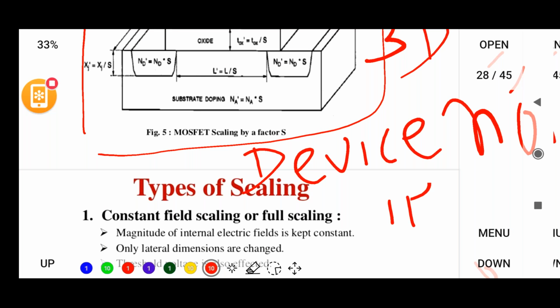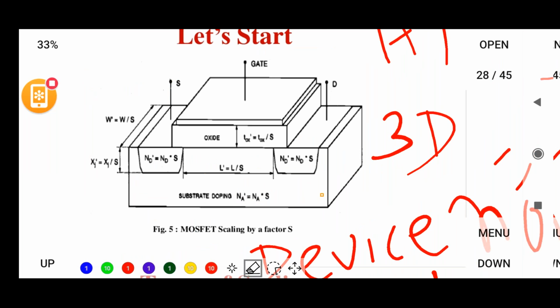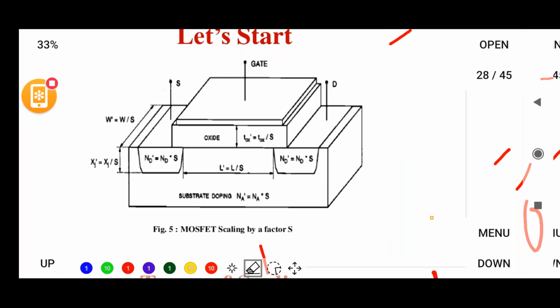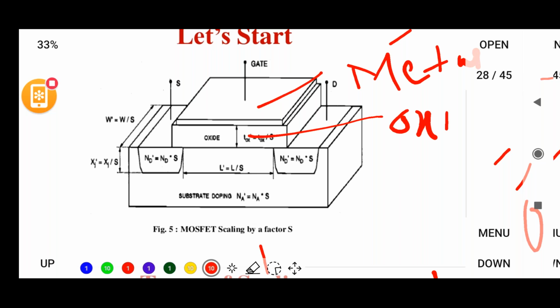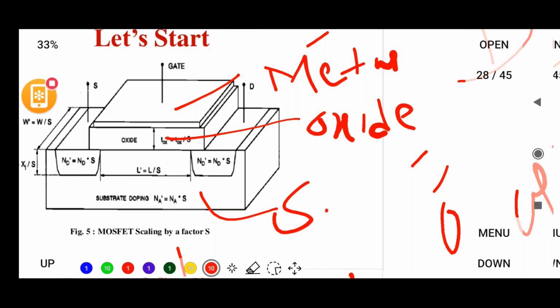Circuit means it is like this. This is your circuit, only a symbol. But if we talk about the device, you have to present all your layers. So that's why this is a structure, this is a construction part. In the MOS transistor, the top layer is a metal, this layer is oxide, and this layer is a semiconductor, maybe N type or P type.